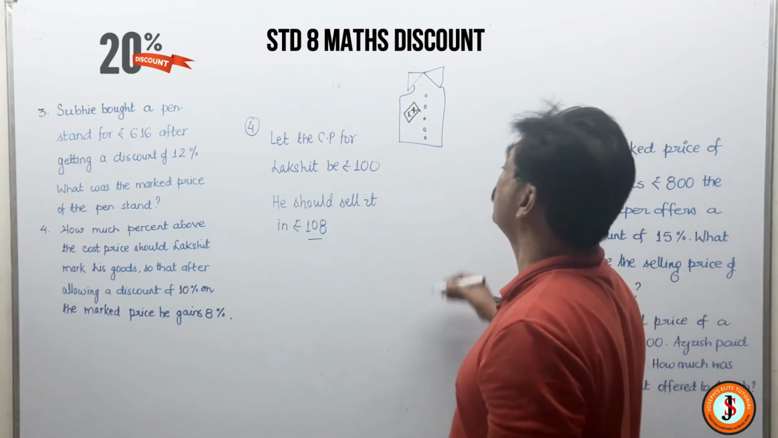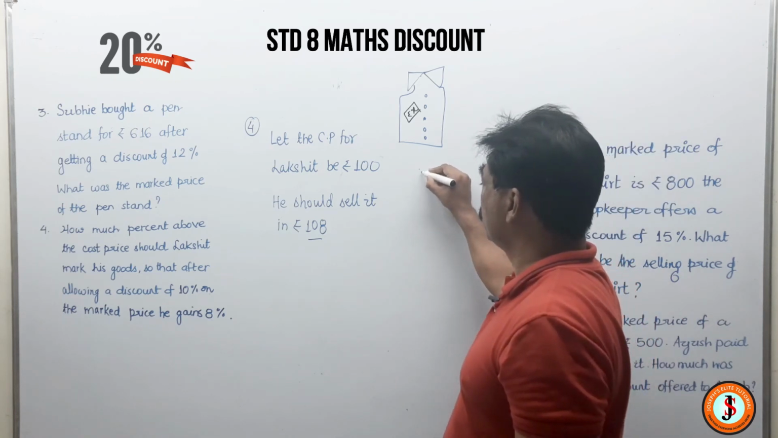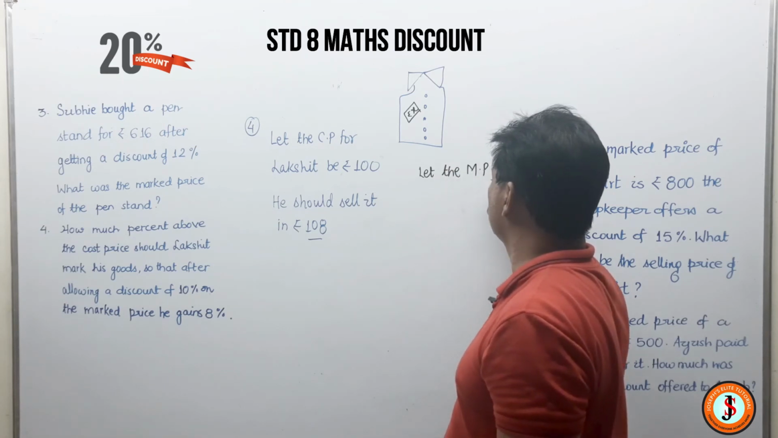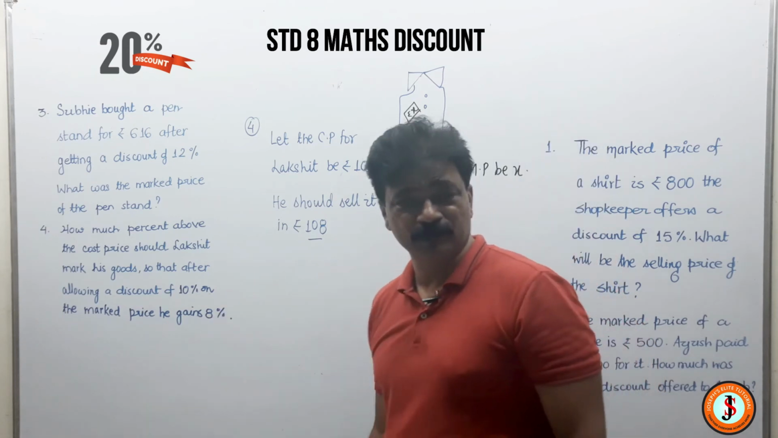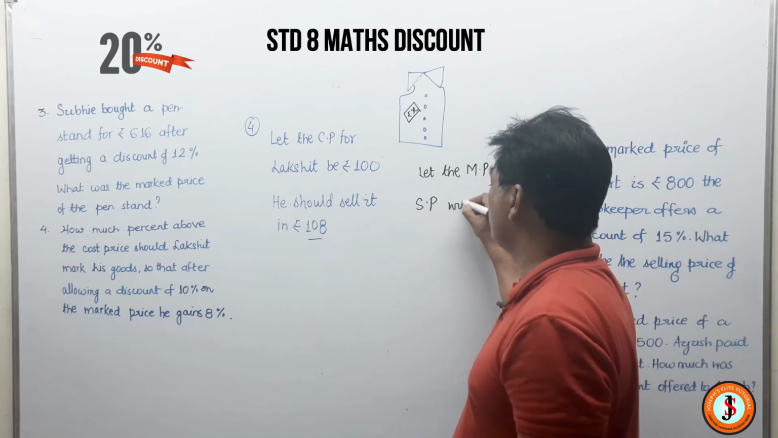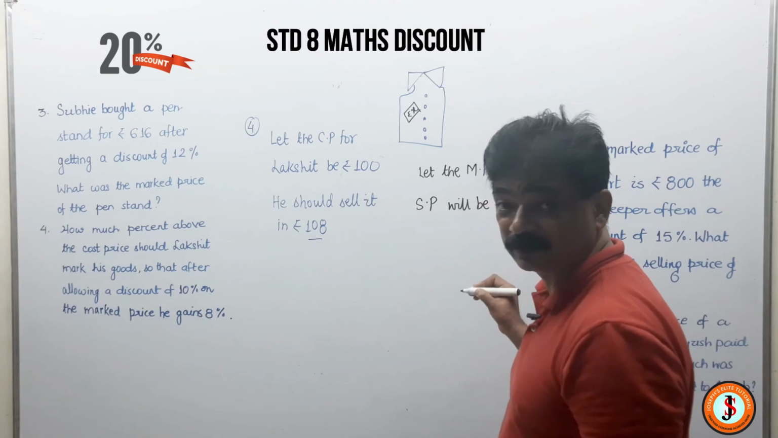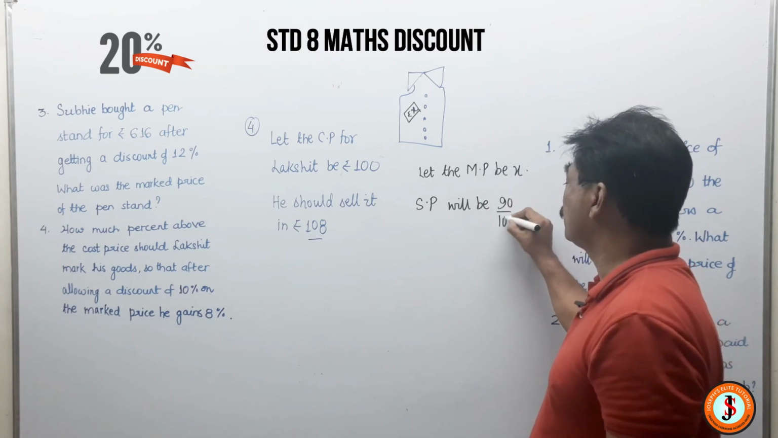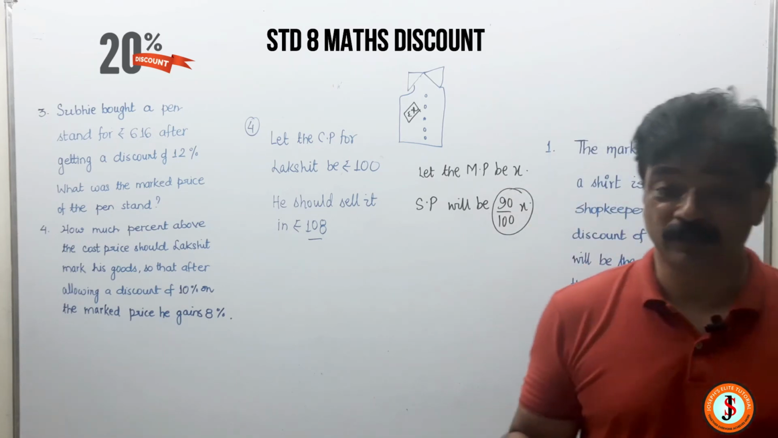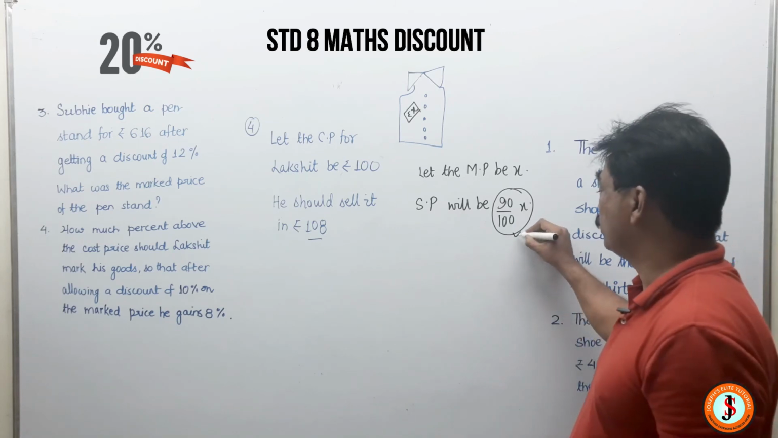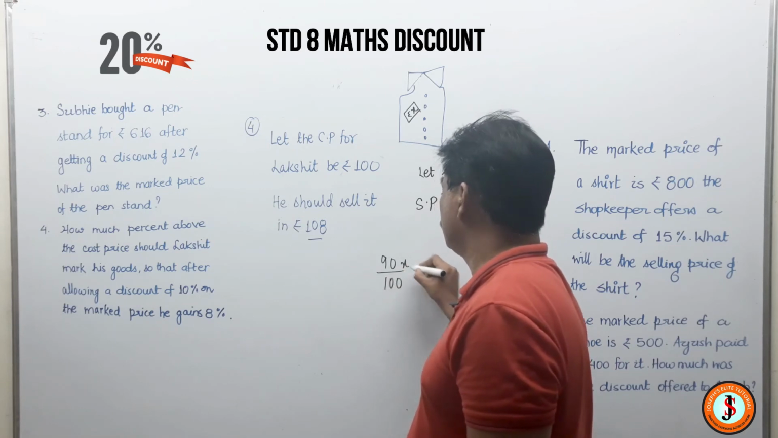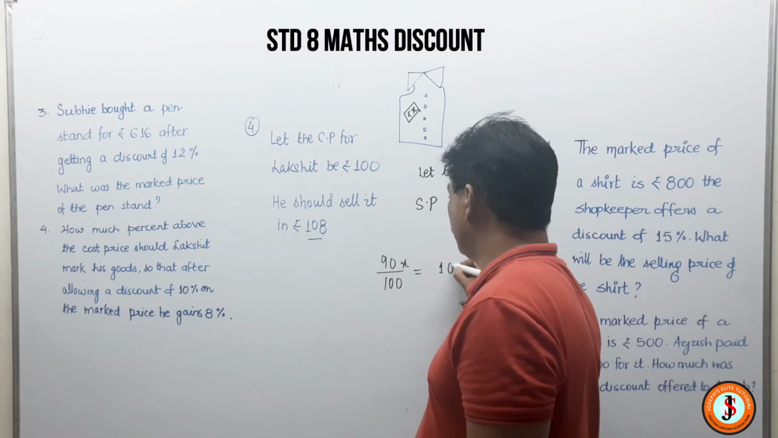So what is happening? Let us see, children. Let the mark price be X. So he gives a discount of 10%. So selling price for him will be what? After giving a discount of 10%, selling price will be 100 minus 10, that is 90% of X. So whatever the mark price, he will sell it at 90% of that. But we already know that 90% of X is equal to rupees 108.